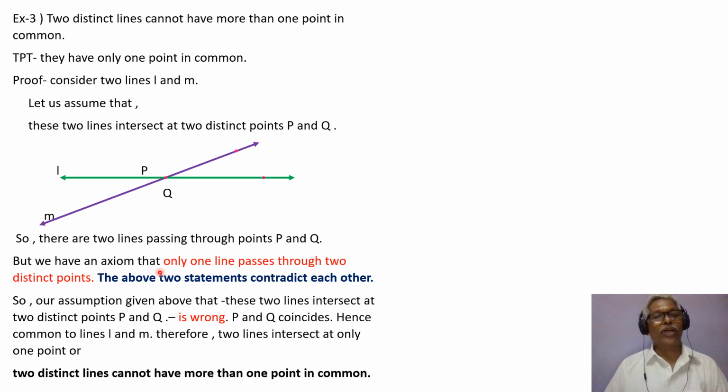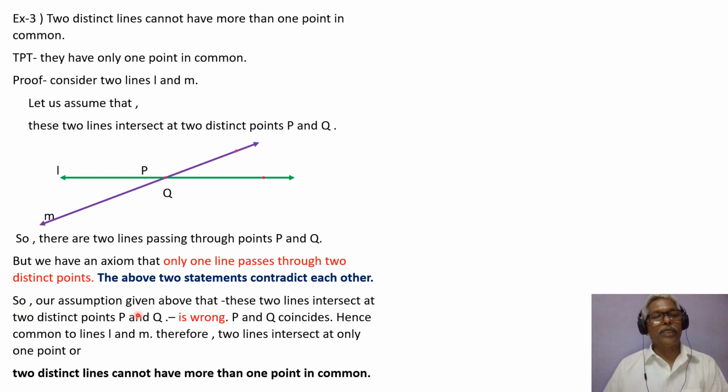But we have an axiom that only one line passes through two distinct points. We are saying that two lines pass through distinct points P and Q, but the axiom says that only one line passes through two distinct points. If these are two distinct points, then only one line should pass. So the above two statements contradict each other. Got it? Try to understand this.